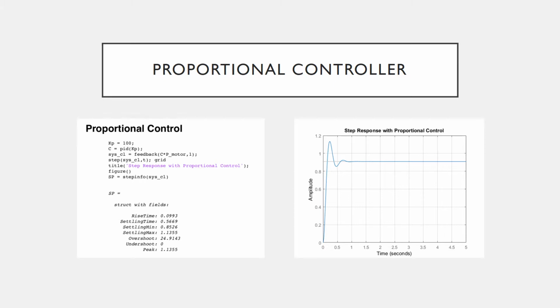Now, once we use the feedback function to find our final system response and graph it, we can see some of our design requirements aren't met. For overshoot, we're looking for 2%. Here we have 24%. Also, we can see that our final value, instead of 1, is going to be around 0.9. So this controller will not work.